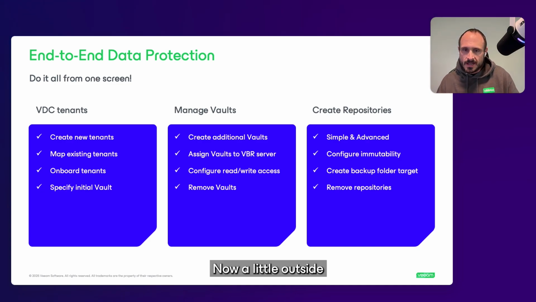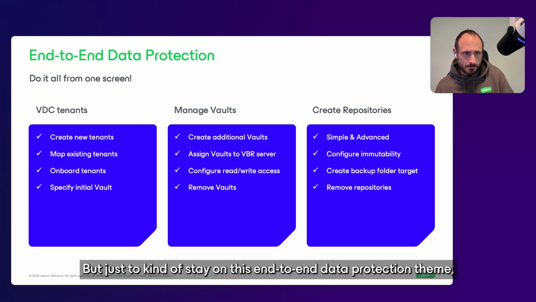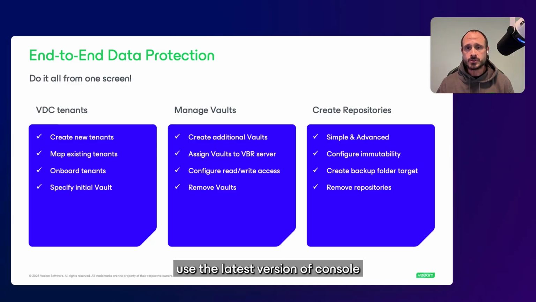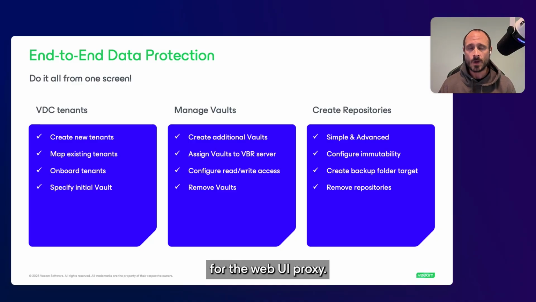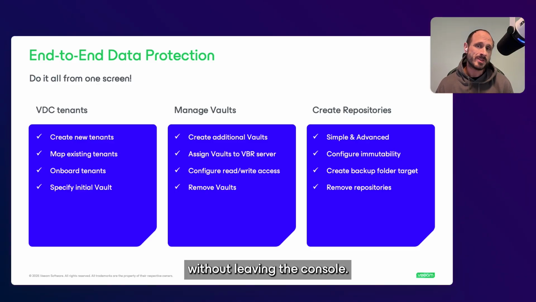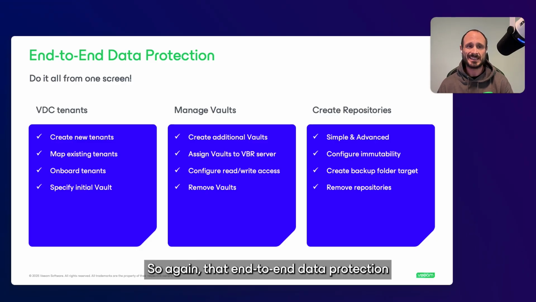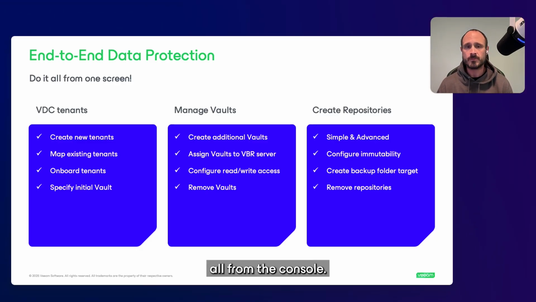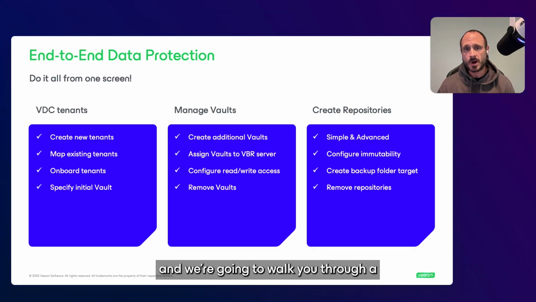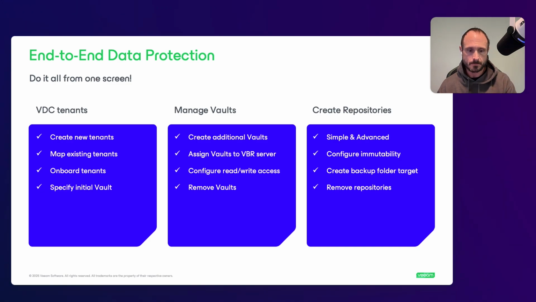Now, a little outside the scope of this feature in this video, but just to stay on this end-to-end data protection theme, you could also use the latest version of Console for the web UI proxying. This allows you to create basic backup jobs for your customer Veeam servers without leaving the console. So again, that end-to-end data protection, all from the console, is really what we're focusing on here. Now that we've got this out of the way, let's jump into the lab, and we're going to walk you through a demo from start to finish.